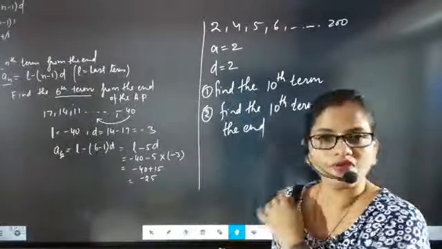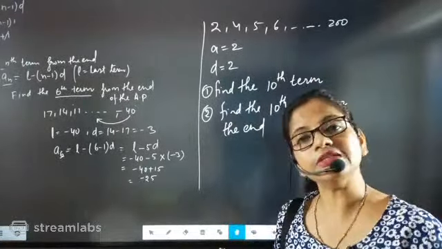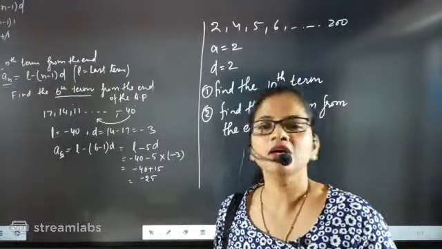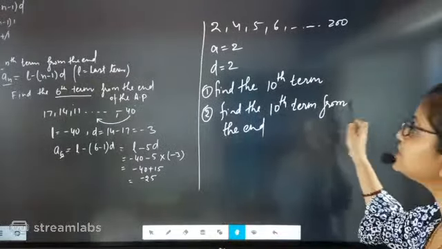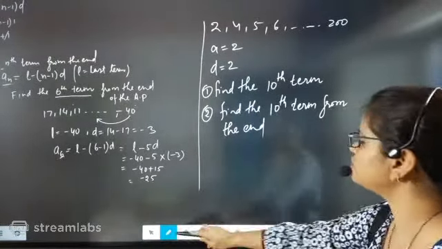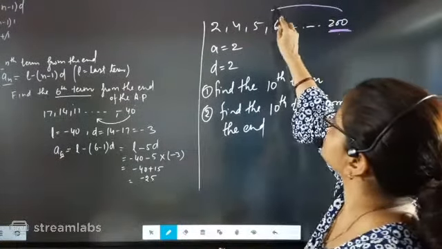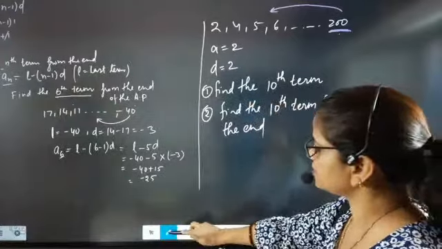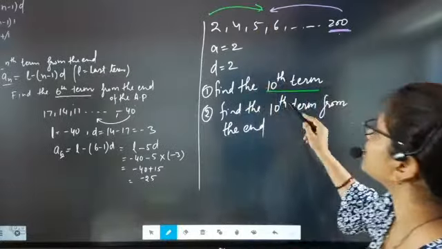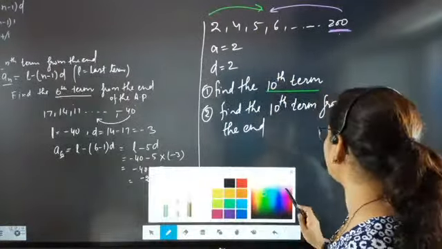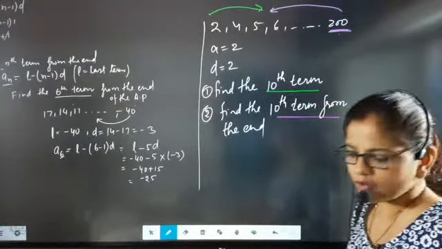If somebody tells you to find the 10th term, that means you are going forward. If they have not said from the end, you have to proceed forward. But if they write the statement find the 10th term from the end, this time you have to check the end. From the end you have to go and search for the 10th term. So for the first part you have to go forward, and for the second part you have to go backward. I hope you have understood.